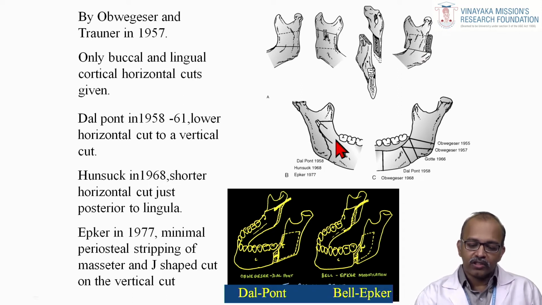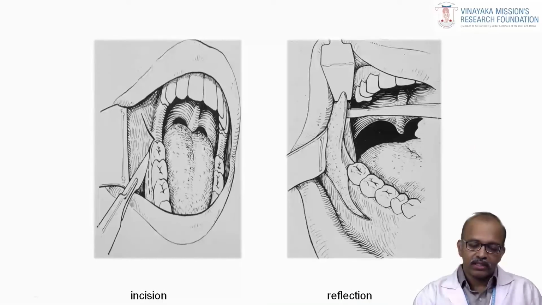he modified it. He brought the anterior cut buccally and then lower. Hunsuck, he limited the posterior cut, going till the posterior border to just above the lingula. And finally, Bell and Epker in the year 1977, advocated for a bicortical cut at the lower border and minimal stripping of the masseter muscle. This is how the incision is carried out.